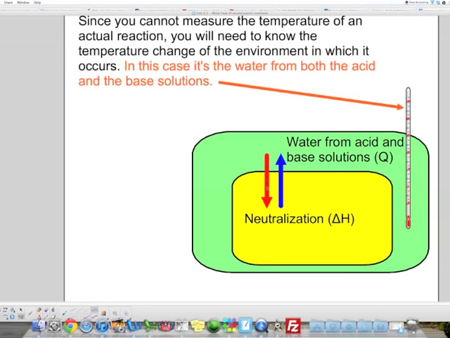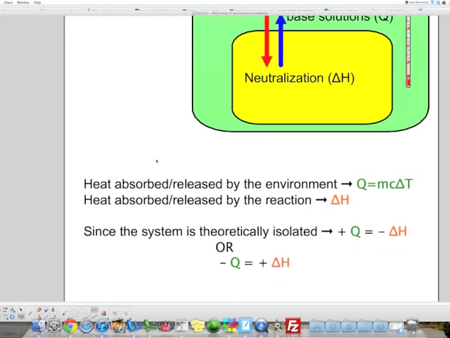Let's pretend it's absorbing heat. Well, it's taking heat away from the environment, which means that the temperature of the environment should cool down. We're drawing heat away. Now, in the case of an exothermic neutralization, so the energy is being released into the environment, that means the thermometer should pick up more heat and the temperature should go up. So that's basically the principle we're applying.